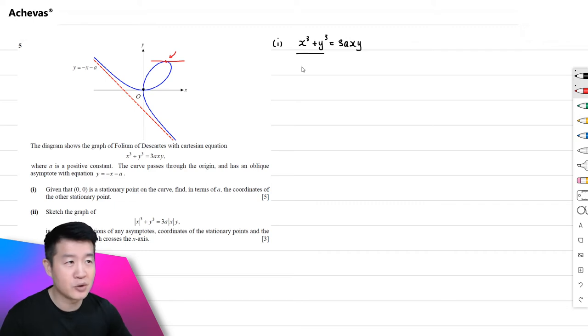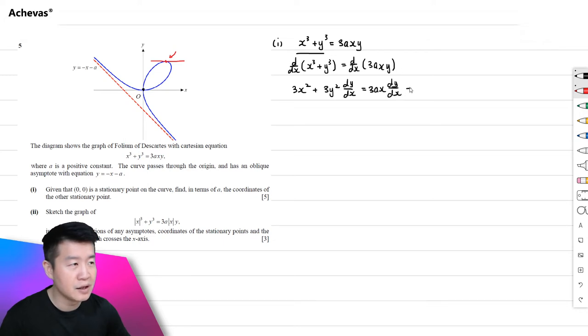Let's differentiate with respect to x. So x to the power of 3 plus y to the power of 3, and then I will differentiate 3axy with respect to x also. So this is going to be 3x squared plus 3y squared dy/dx, equal to 3ax, product rule, let me differentiate y, which gives me a dy/dx, plus 3ay, because differentiating x is 1. Let me bring this over to the right hand side, which gives 3ax dy/dx minus 3y squared dy/dx, equal to 3x squared, then bring this over to the left hand side, minus 3ay.